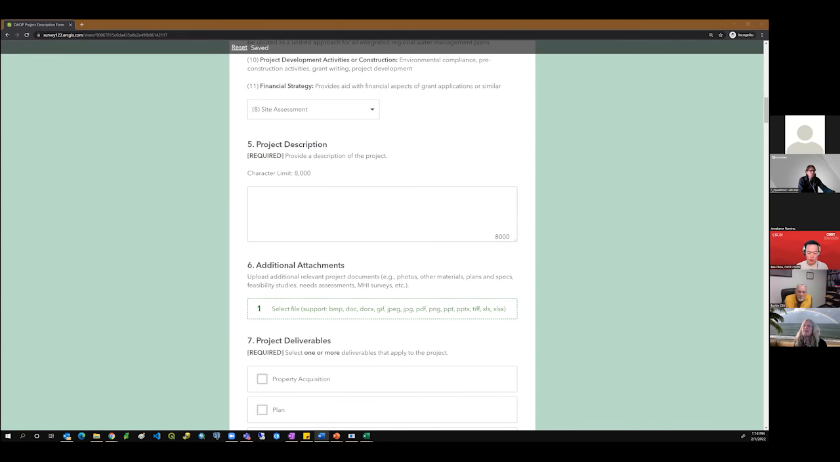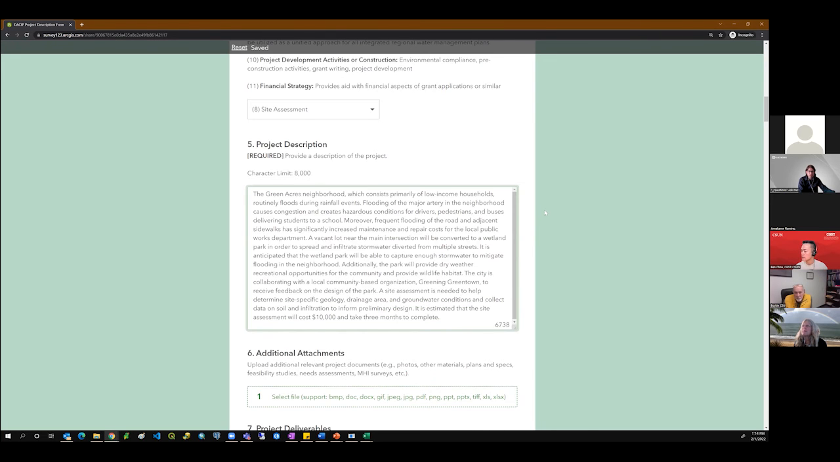So for our example project, I'm just going to copy and paste our description. So for our description for this example, we really provide some background about the neighborhood. So it consists primarily of low-income households, and the neighborhood experiences flooding during rainfall events. We talk about how the flooding affects the road and adjacent sidewalks, and that's increased maintenance and repair costs for the local public works department.